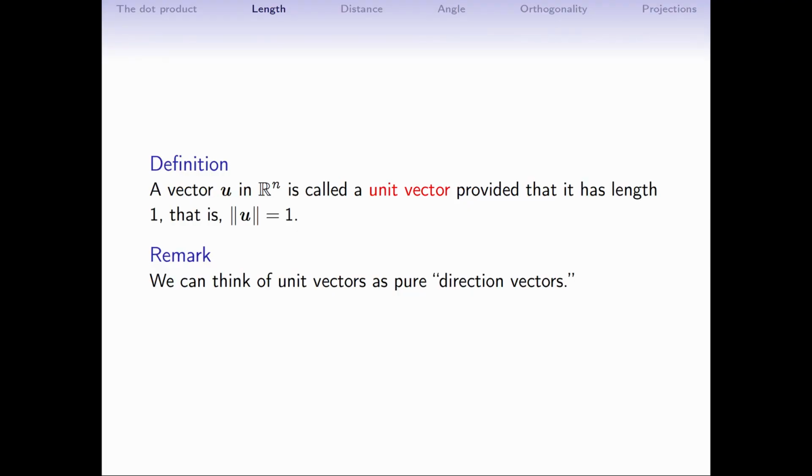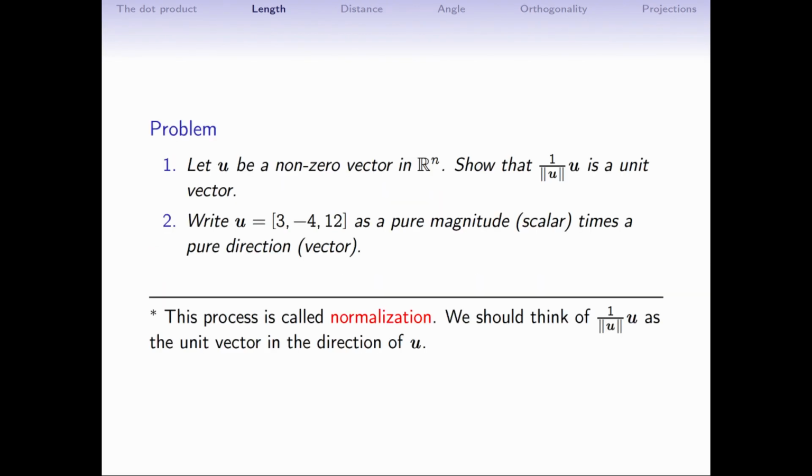A vector u in Rn is called a unit vector, provided that it has length 1. That is, the length of u is equal to 1. Now, unit vectors play an important role in our study because we can think of them as pure direction vectors. In other words, their length is now a unit, and we can think of them as simply pointing in some direction. Now, in order to get comfortable with this idea of a unit vector and to get a glimpse of how they can be used, I want to work a couple of problems with you.